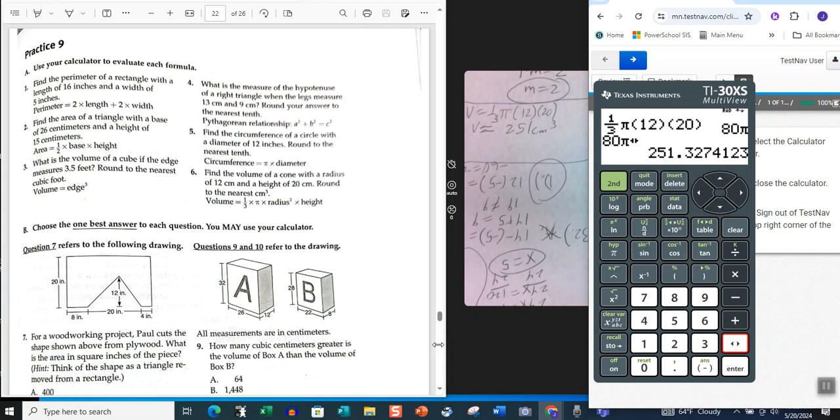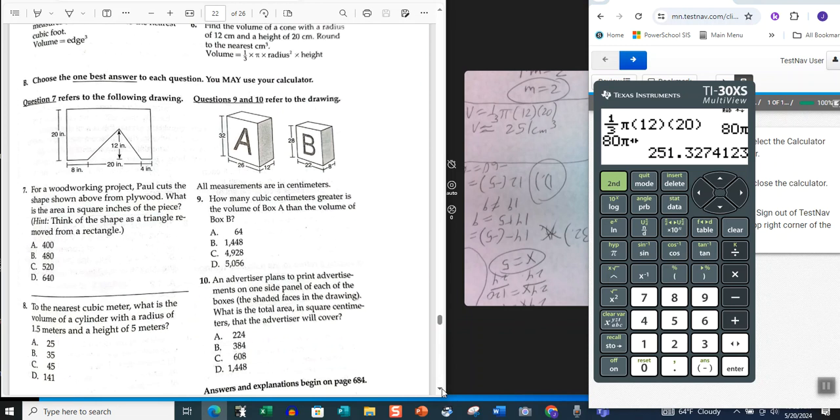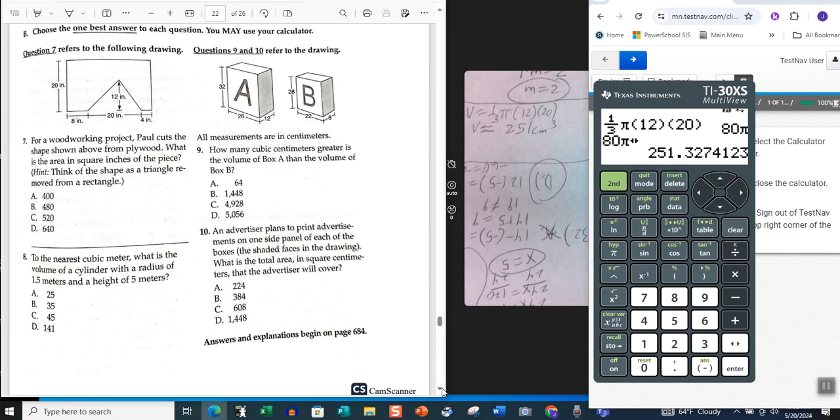Okay, now we go down here to the bottom. It says choose the one best answer to each question. You may use your calculator. Question 7 refers to the following drawing. Now we do have a composite figure here. It says for a woodworking project, Paul cuts the shape shown above from plywood. What is the area in square inches of the piece?